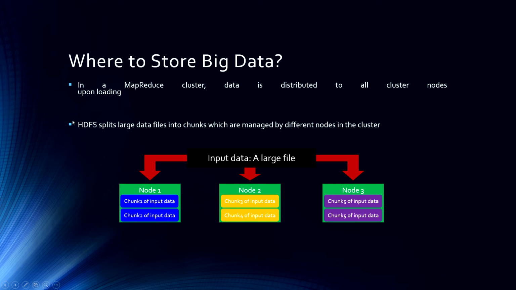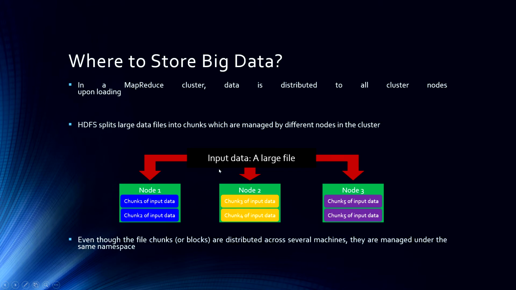Say this is my one file of 1 terabyte. The first part of that file went into node 1 in my first rack. Then the second piece of chunk went to my second node on the second rack, and the third one went to my third node on the second rack again. This is how my data is being stored on this distributed file system. Even though the file chunks or blocks are distributed across several machines, they are being managed under a single namespace.